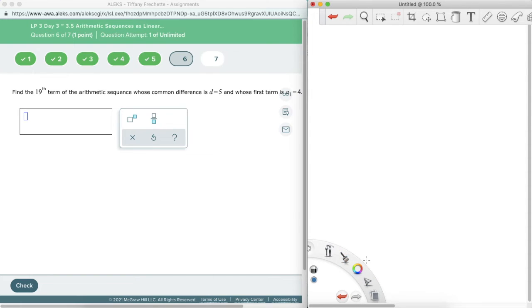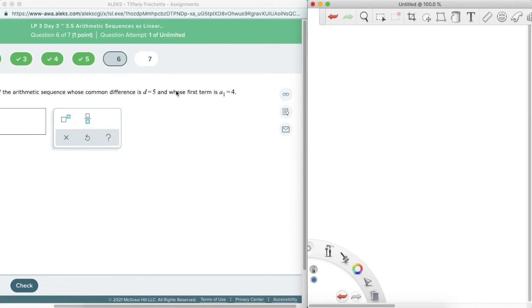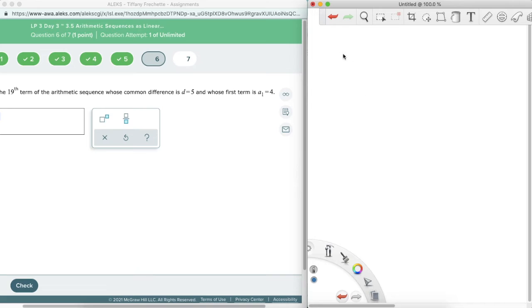So find the 19th term of the arithmetic sequence whose common difference is 5, d equals 5, and that's how we show the common difference in the equation when we're looking at it, and whose first term is 4. So if I actually write this out as an equals a1 plus d times n minus 1. So this is actually what it looks like when we write this equation out. So this is the legitimate equation we just arrived at a few minutes ago.